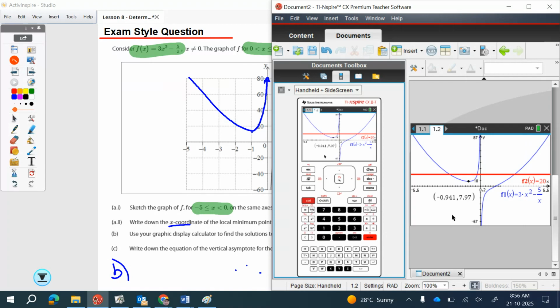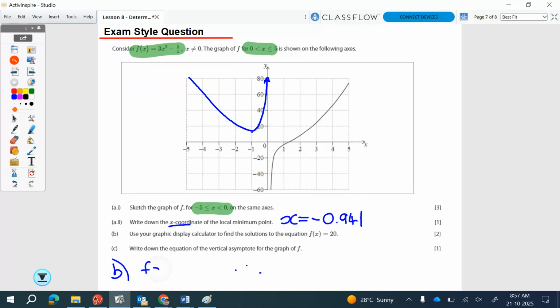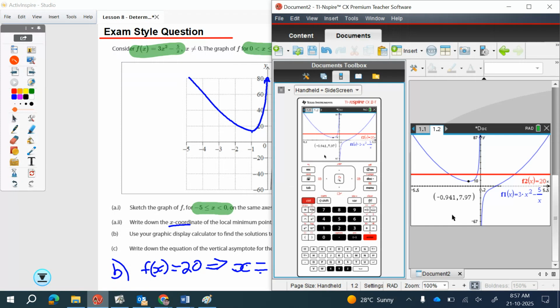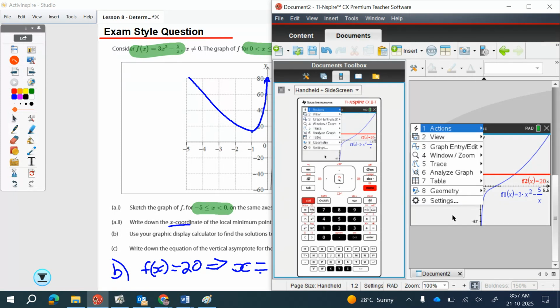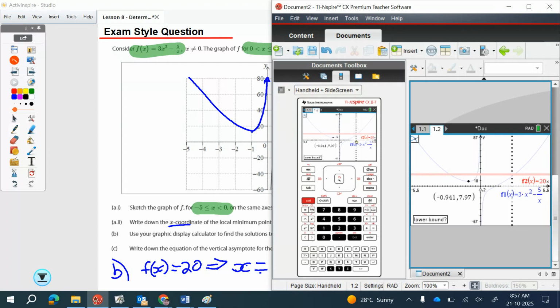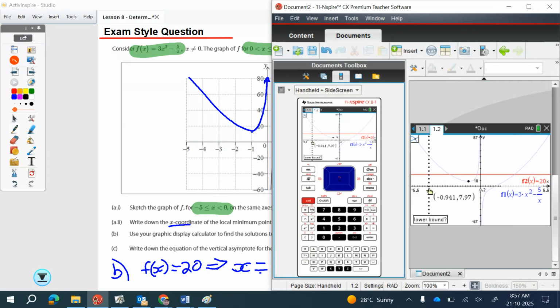How many times does the red line cross the blue line? So how many solutions do we have? 3. So we want f of x equals 20, which implies x equals. I'm going to show you how you can quickly find all 3 this time. I'm going to go menu, analyze graph, find the intersection. I'm going to scroll over here for the lower bound and click, and then I'm going to scroll across until the first solution appears. There.